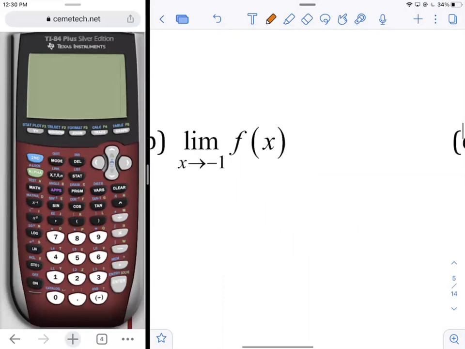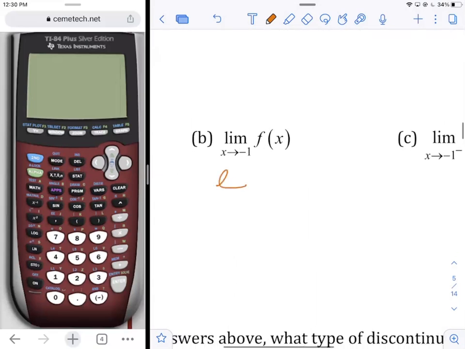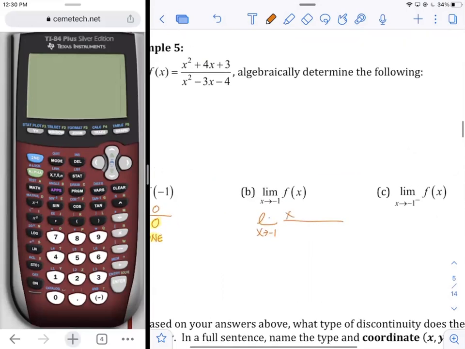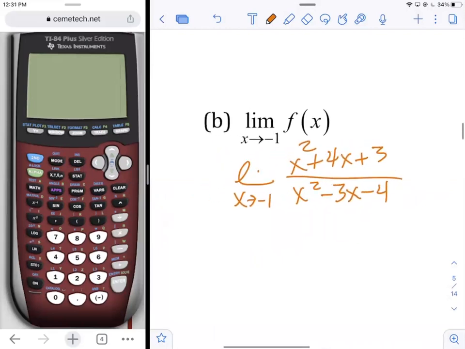So here's what I'm going to do. I'm going to write the limit as x goes to -1 of x squared plus 4x plus 3 over x squared minus 3x minus 4. There are a couple ways to do this. You could just factor it up above without the limit in front, but I want to set the problem up. Notice how I'm working straight down with no equal signs.